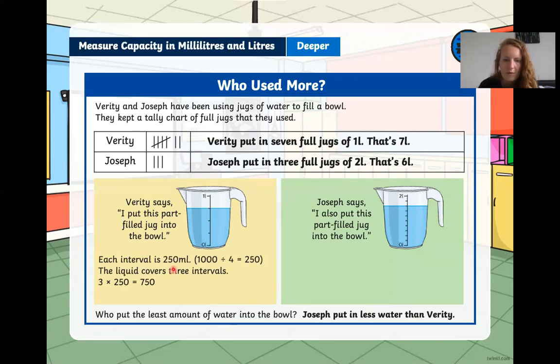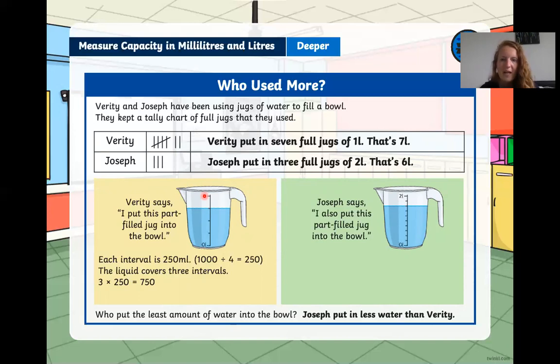Now, each interval here is going to be 250 milliliters because you can see that this is 1,000 divided by 1, 2, 3, 4, which is 250. Think about 100 divided by 4, your quarters. We know that's 25. Use your place value, so 250. 250, 500, 750. Same thing, 25, 50, 75, 100. Use those place value connections.